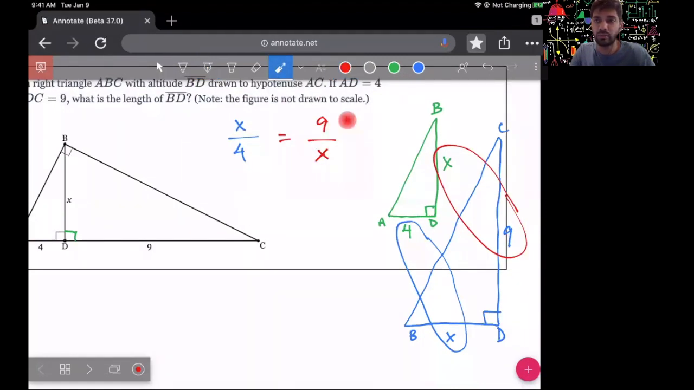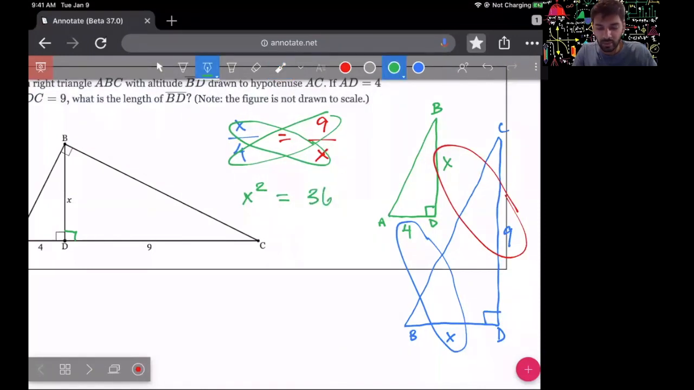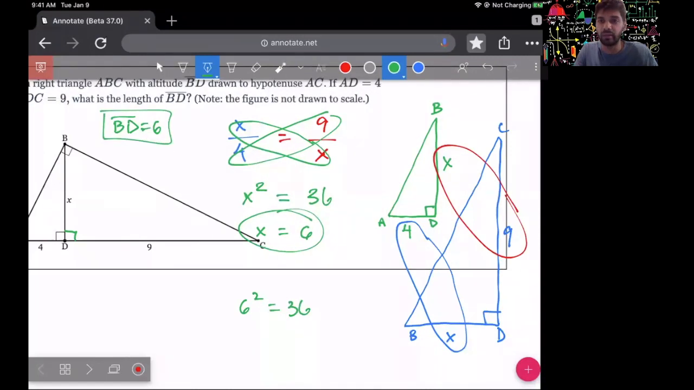And the way we can solve this is by doing something called cross multiplication. So cross multiplication is I multiply diagonally like that. So I get over here, X times X is X squared. And 9 times 4 is equal to 36. That's going to be X equals 6 because 6 squared is equal to 36. So that means that X is equal to 6, or you could say that segment BD is equal to 6. And there you go. That's the side of that length right there.